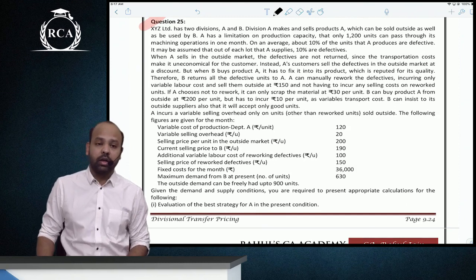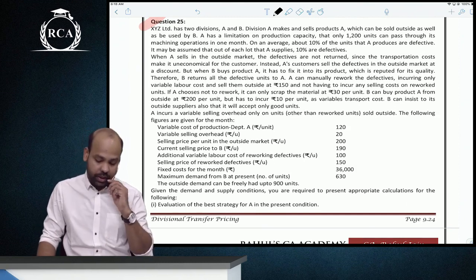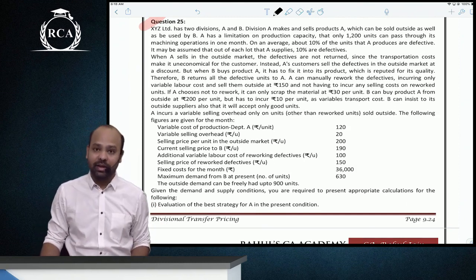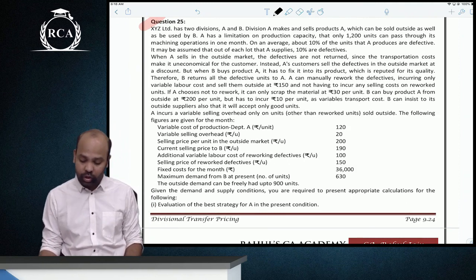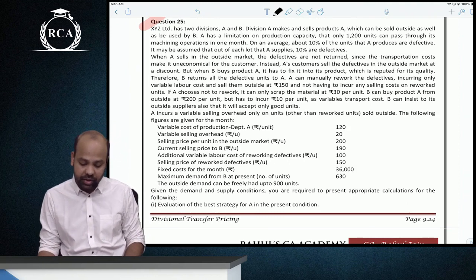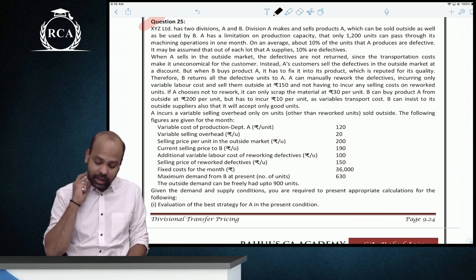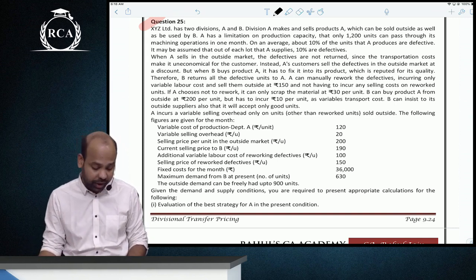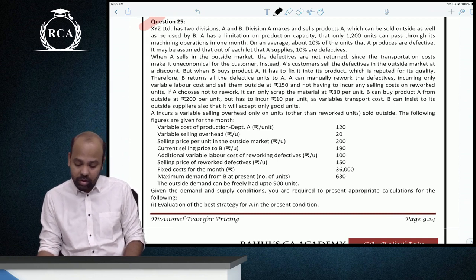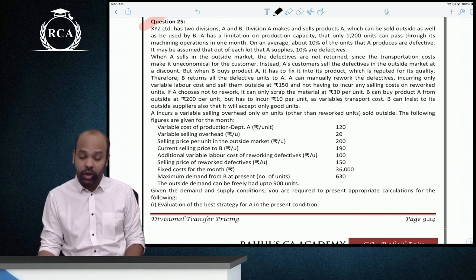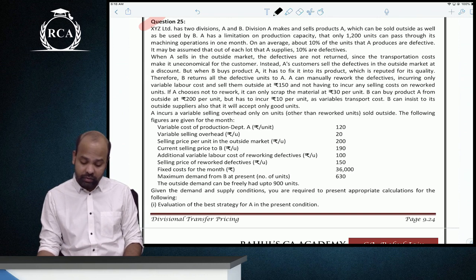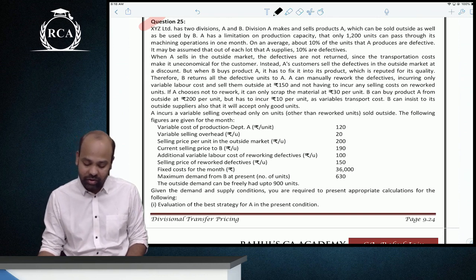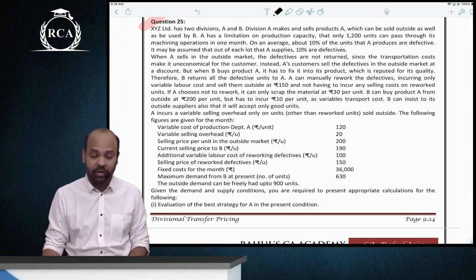XYZ Limited has two divisions, A and B. Division A makes and sells product A, which can be sold outside as well as be used by Division B. A has a limitation on production capacity that only 1200 units can pass through its machining operations in 1 month. On an average, about 10% of the units that A produces are defective. It may be assumed that out of each lot that A supplies, 10% are defectives.